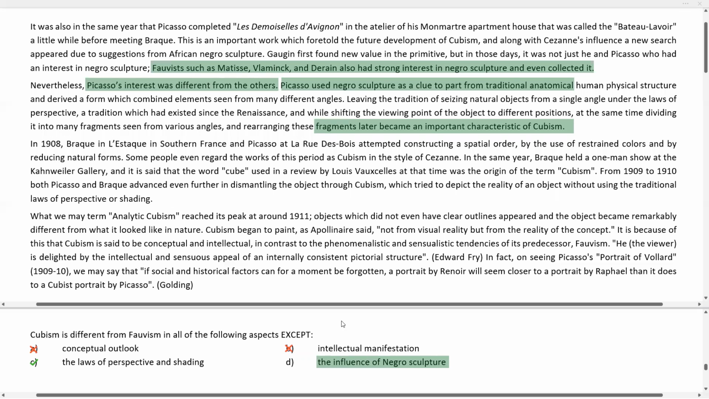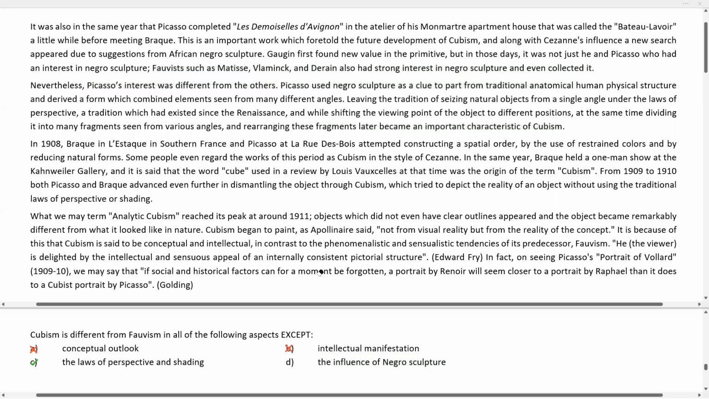Notice the key phrase here, Picasso's interest was different from the others. So while Fauvists were interested in Negro sculpture, Fauvism did not have an influence of Negro sculpture on it. So this is also a point where Cubism is different from Fauvism. So D is also not a valid answer. We can eliminate it. The correct answer is option C.